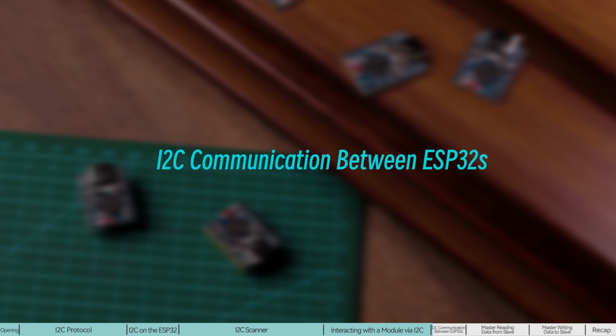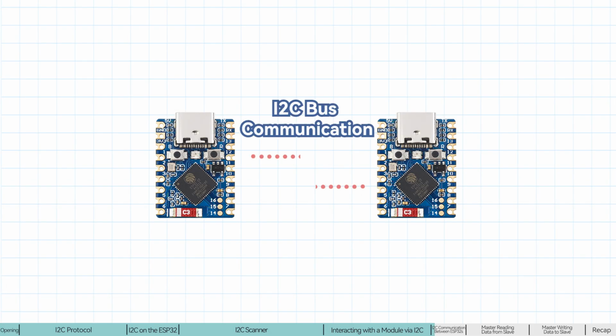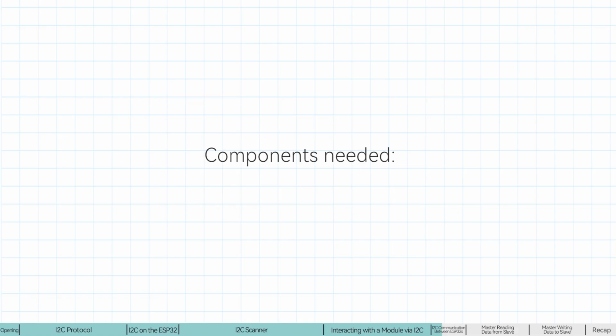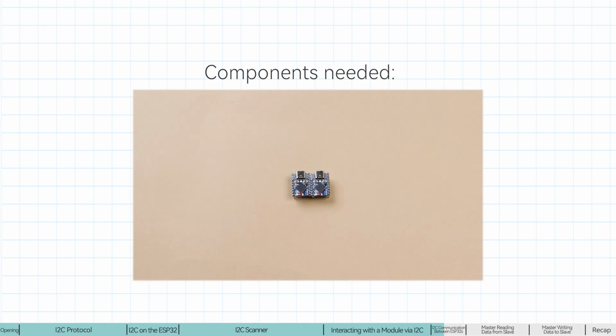Finally, let's look at a more advanced example, allowing two ESP32 boards to communicate over the I2C bus. One acts as the master, the other as the slave. Components needed: two ESP32 boards, two breadboards, two 4.7 kilo-ohm resistors, and a few jumper wires.